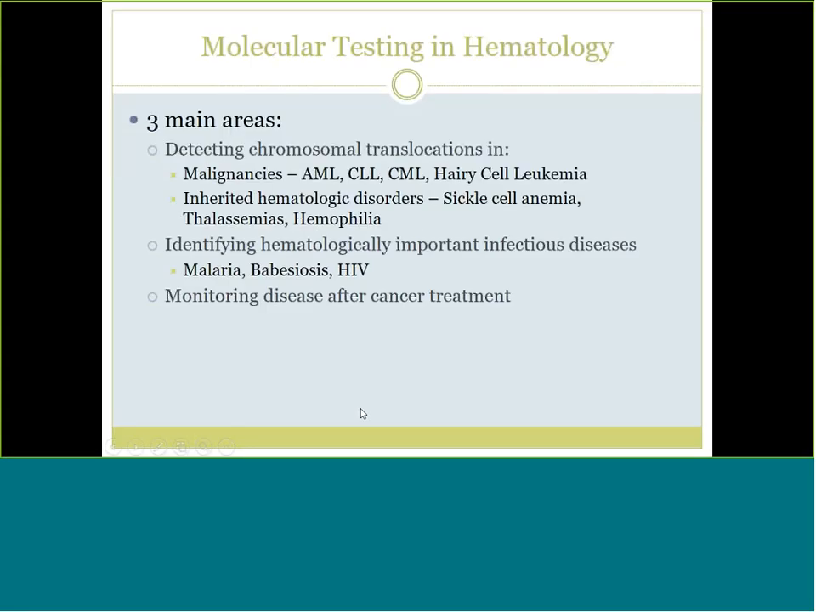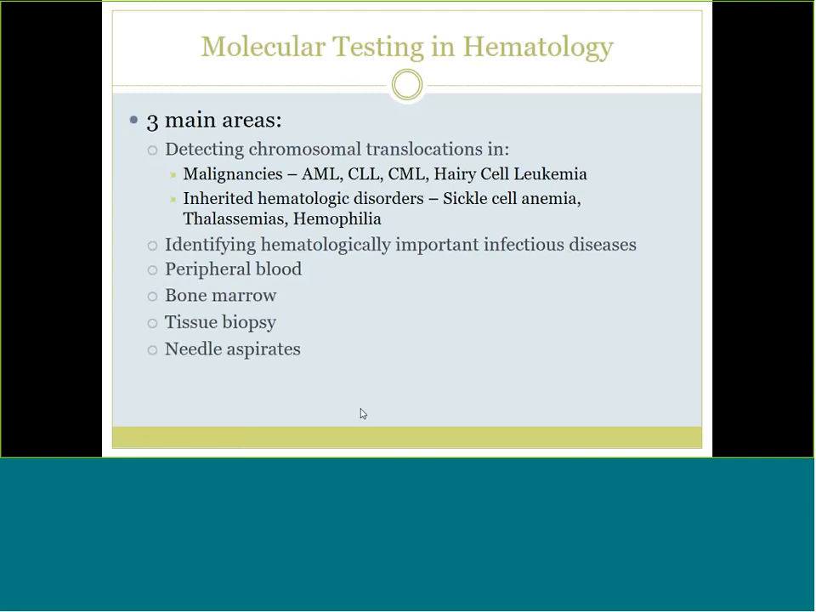All right. So within molecular testing for hematology, there are basically 3 main areas. One, to detect chromosomal translocations. That's essential for helping diagnose different types of leukemias and some other disorders. The second one would be just any other type of infectious diseases. So this kind of crosses over between hematology and microbiology. But these ones are specifically focused more hematology-wise: malaria, babesia, HIV. And then third is helping monitor disease after treatment.